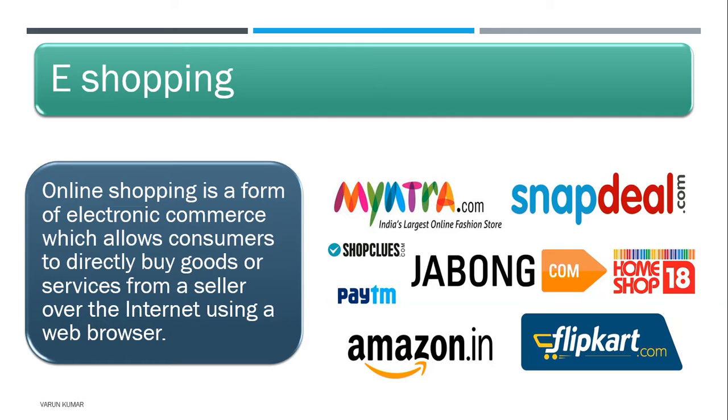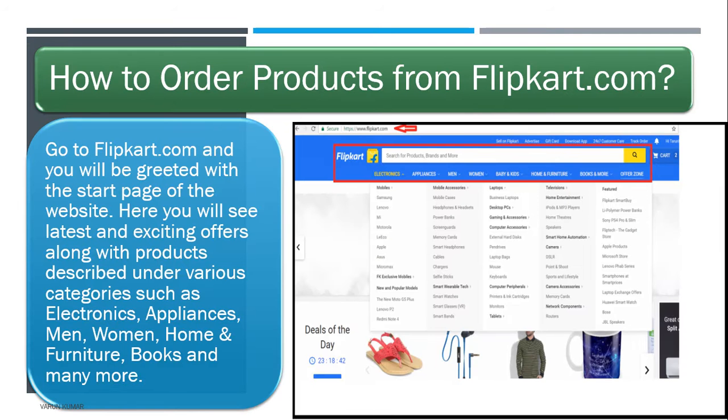E-shopping. Online shopping is a form of electronic commerce which allows consumers to directly buy goods or services from a seller over the internet using a web browser. How to order products from flipkart.com. Go to flipkart.com and you will be greeted with the start page of the website. Here you will see latest and exciting offers along with products described under various categories such as electronics, appliances, men, women, home and furniture, books and many more.